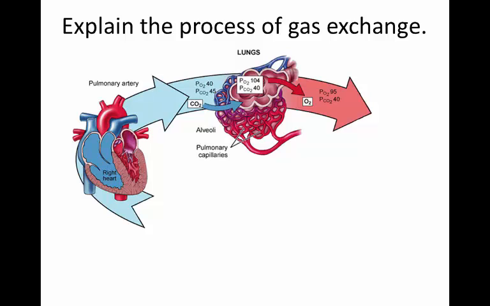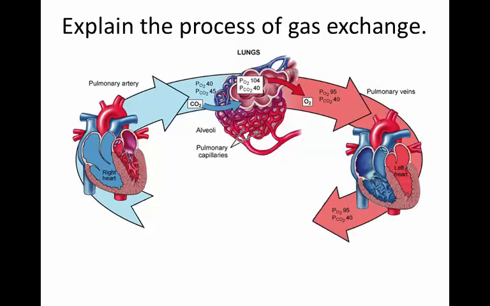So naturally, the oxygen will want to move from the pressure of 104 in the alveoli to the pressure of 40 in the blood. The carbon dioxide pressure is higher within the blood, and so the carbon dioxide will move from high pressure in the blood to the lower partial pressure within the alveoli. And we have gas exchange where oxygen has now moved into the blood and carbon dioxide has gone into the lungs for breathing out. We now have a higher pressure of oxygen in the blood and a lower pressure of carbon dioxide that then returns to the left side of the heart via the pulmonary veins.